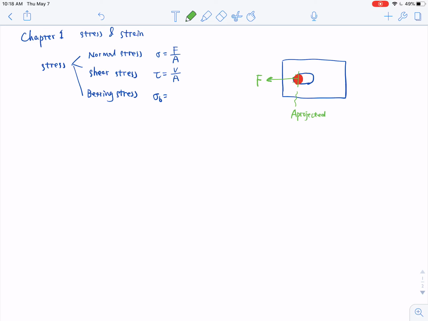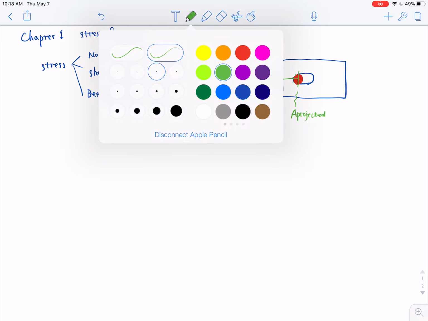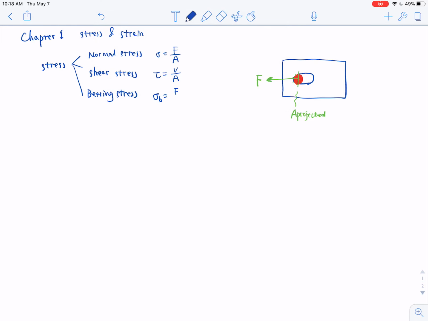The equation is very simple. It's just F over the projected area. You just go back to figure out how to determine the projected area. Okay. And for strain, we have 2 types of strains. It is a normal strain and shear strain.